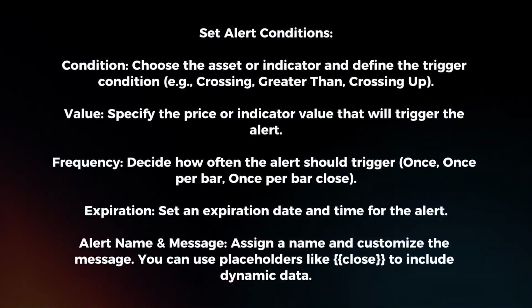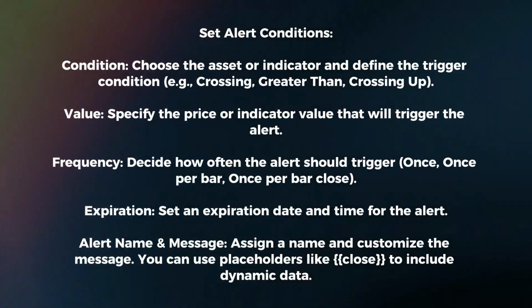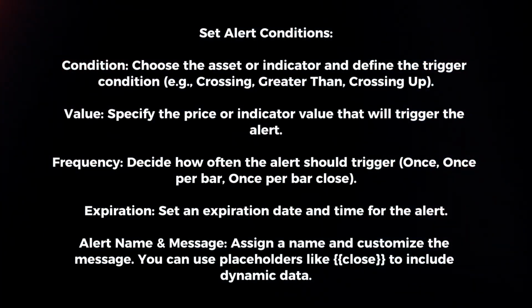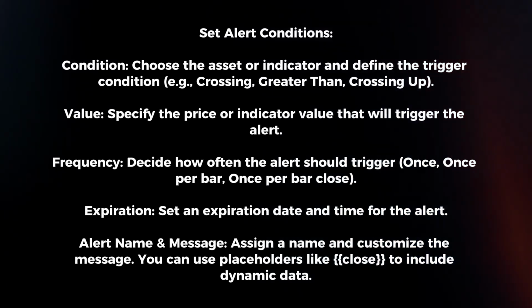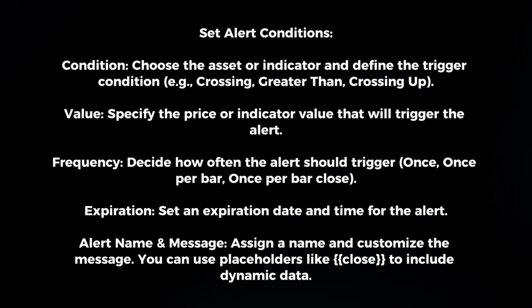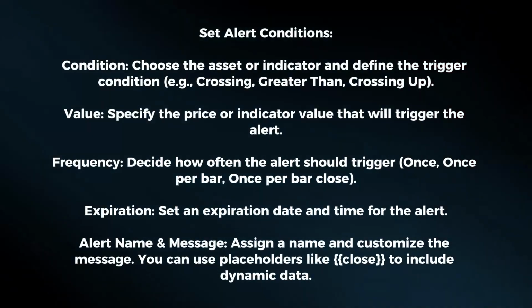Frequency: decide how often the alert should trigger. Expiration: set an expiration date and time for the alert. Alert name and message: assign a name and customize the message. You can use placeholders like close to include dynamic data.